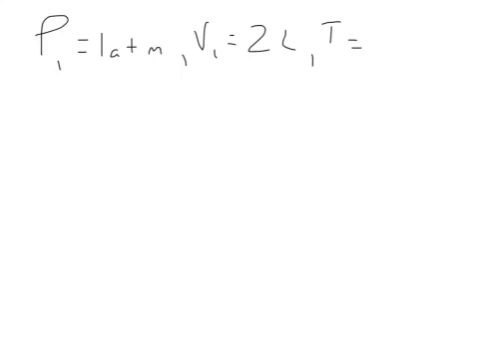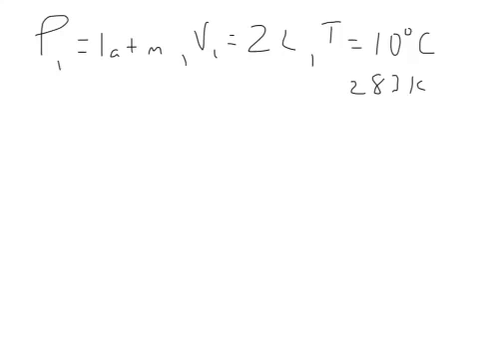And for those of you that didn't get it in class, let's say that we have a pressure of 1 atm and we have a volume of 2 liters. And at a pressure of 1 atm and a volume of 2 liters, we have a temperature of, let's say, 10 degrees Celsius, which would be 283 Kelvin.